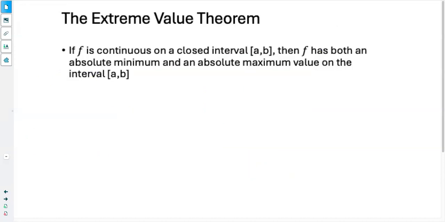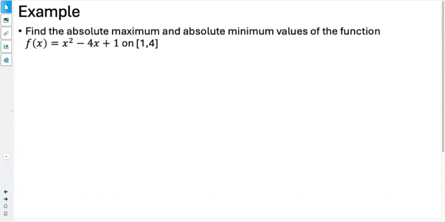Okay, so next we're going to talk about the extreme value theorem. If f is continuous on a closed interval a comma b, then f has both an absolute minimum and an absolute maximum value on that same interval. For example, find the absolute maximum and absolute minimum values of the function f of x equals x squared minus 4x plus 1 on 1 comma 4.